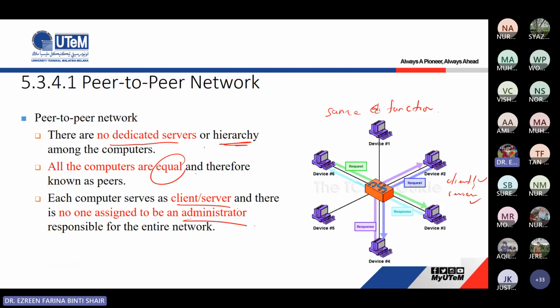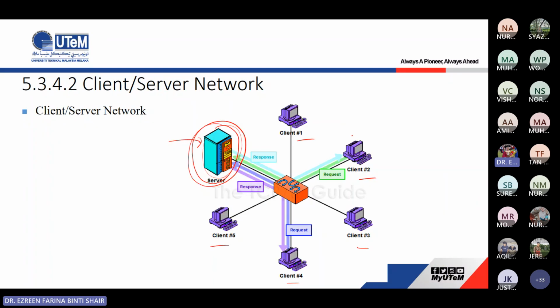For the peer-to-peer network, we don't call these devices clients, because each device acts as both the client and the server. So if you look here, device 2 can request and it can respond. All devices can request and respond because they act as both client and server. In the client-server network, the client can only request and the server will respond.